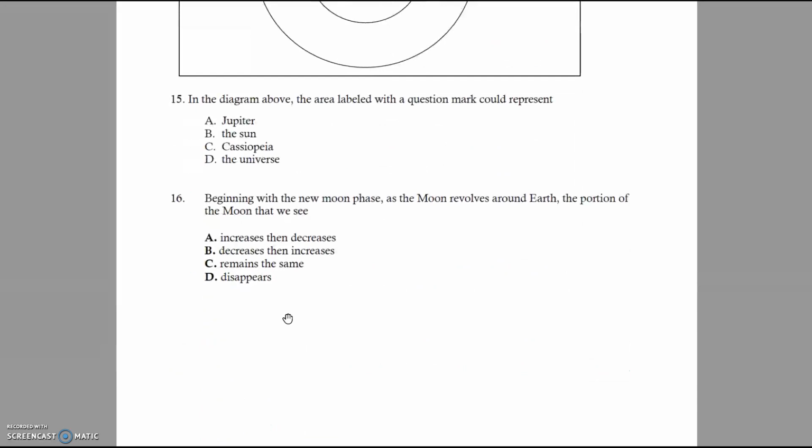And number 16, beginning with the new moon phase, as the moon revolves around the Earth, the portion of the moon that we see, A, increases then decreases, B, decreases then increases, C, remains the same, or D, disappears.